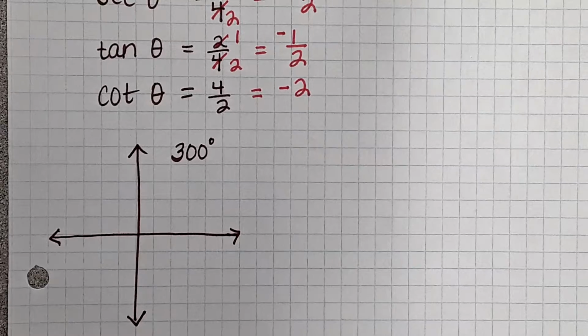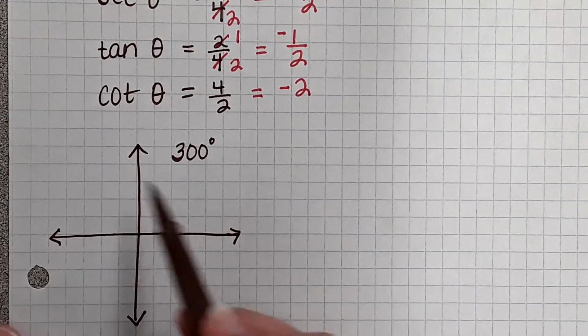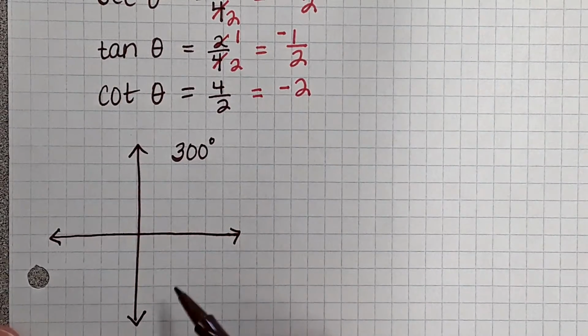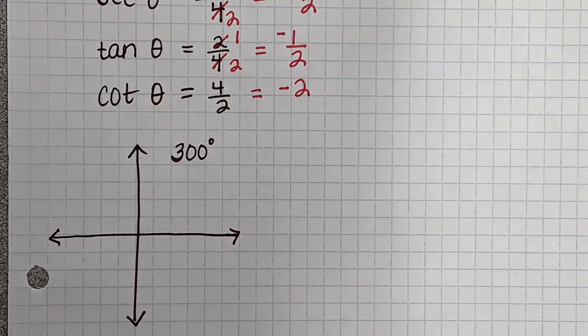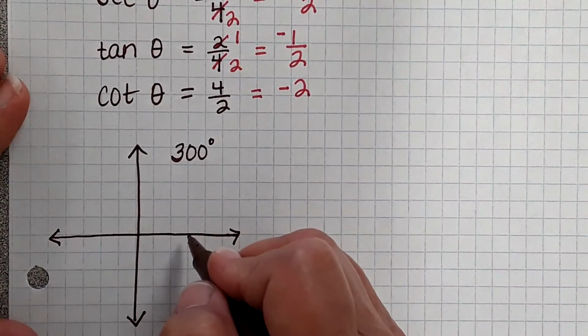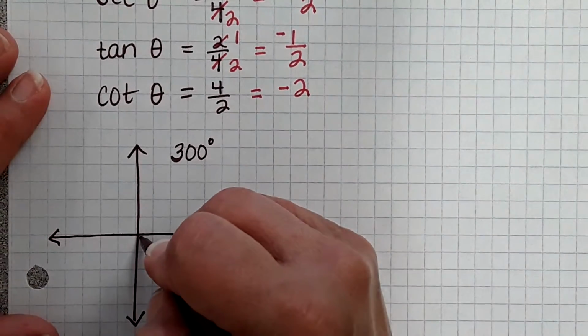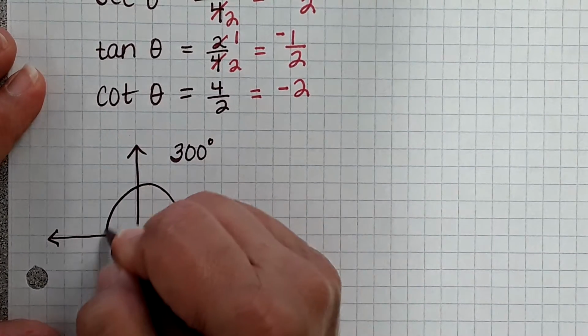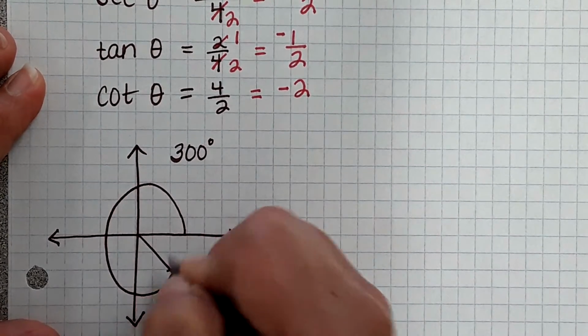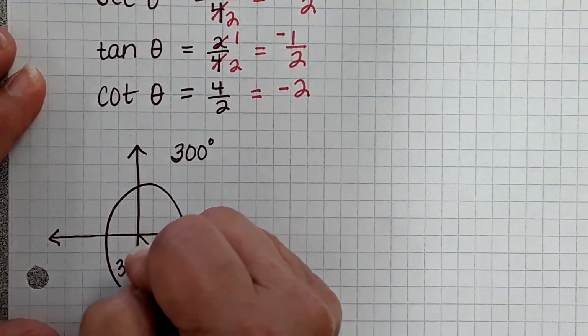So where is 300 degrees? First quadrant, second quadrant, third quadrant, fourth quadrant, or do we go counterclockwise or clockwise for 300 degrees? Okay, and where is it going to be? Fourth quadrant. Okay, so we're going to start here, and we're going to draw, and that is 300 degrees.